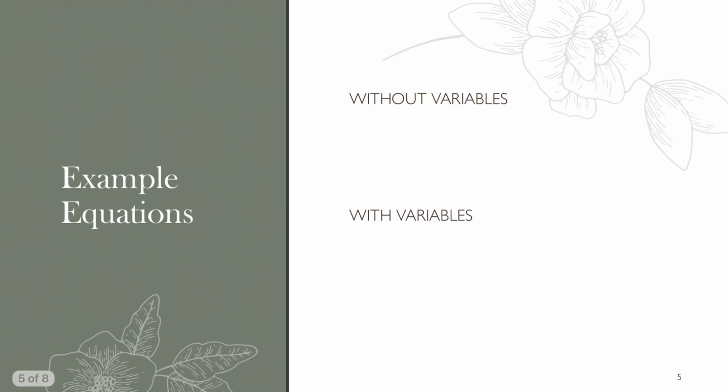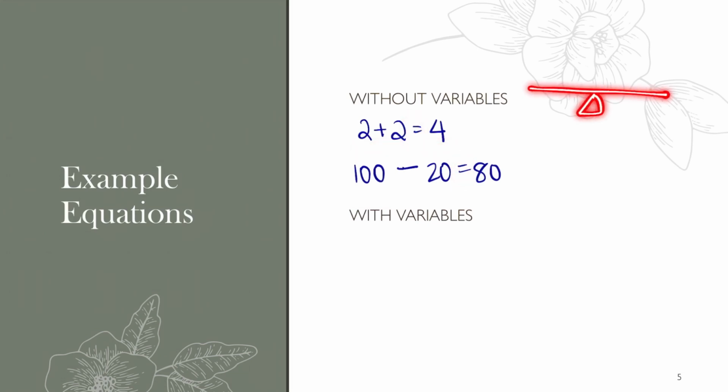So if I was to make some example equations without variables, for example, 2 plus 2 equals 4. That is an example equation. Or, I don't know, if I did 100 minus 20 and I got 80. That's an example without variables because it has an equal sign and the two sides are equivalent. If I was to put this on a scale, 2 plus 2 is the same amount as 4.